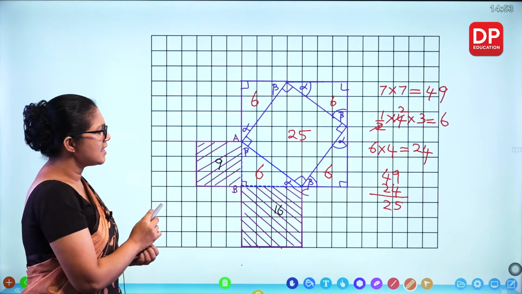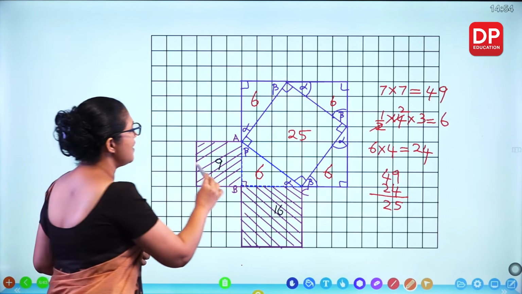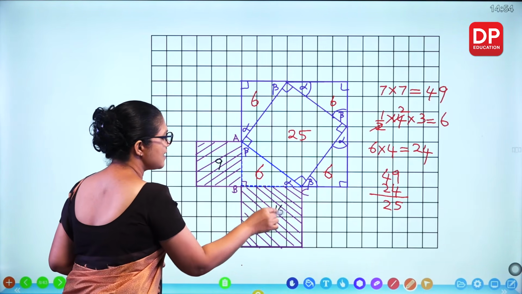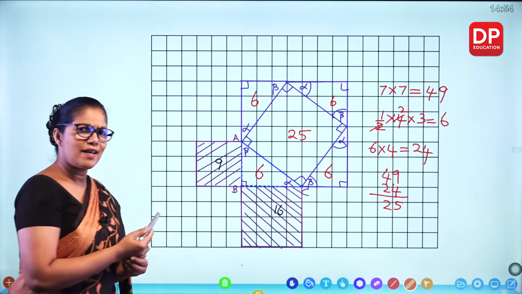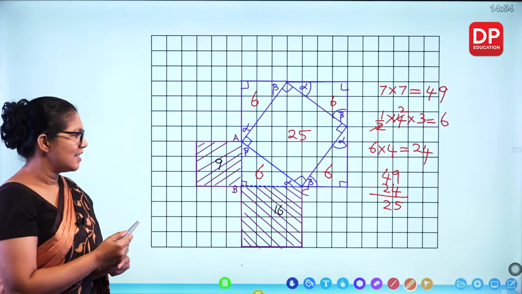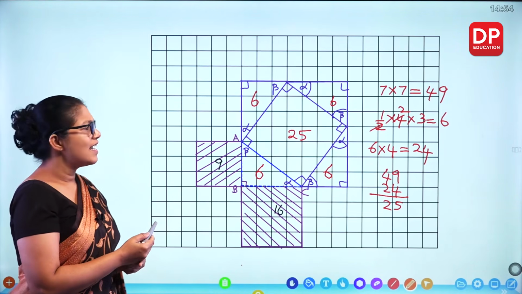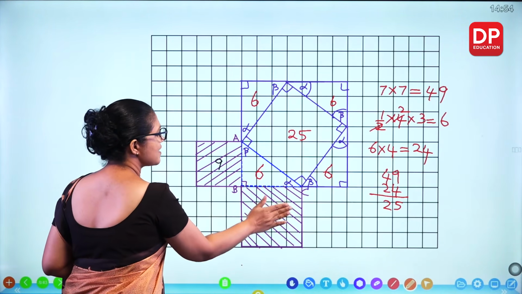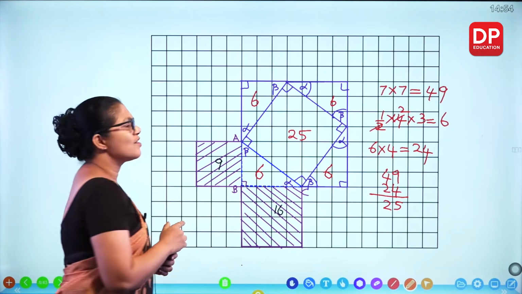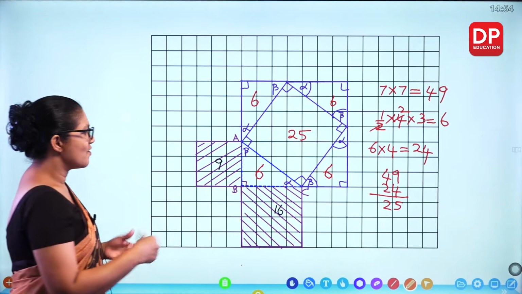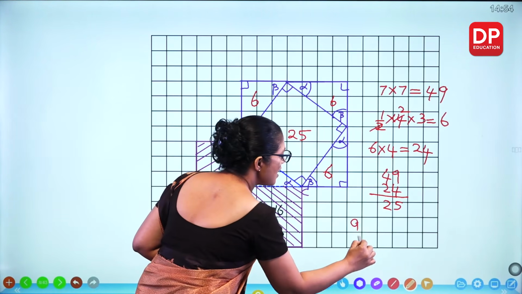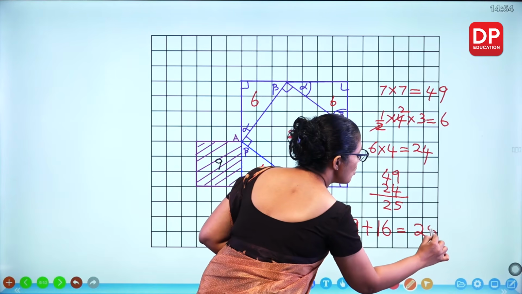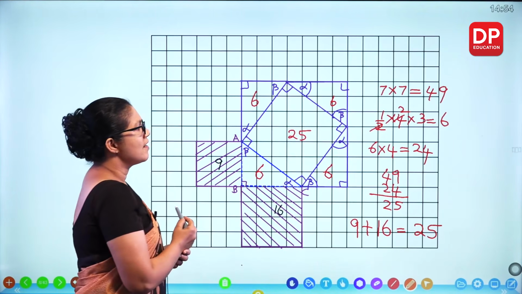Now, do you get any relationship between these 3 numbers? This is 9, 16, 25. What do you think? 9 plus 16 is 25. So this plus this is equal to this. So we get a relationship. 9 plus 16 is equal to 25.